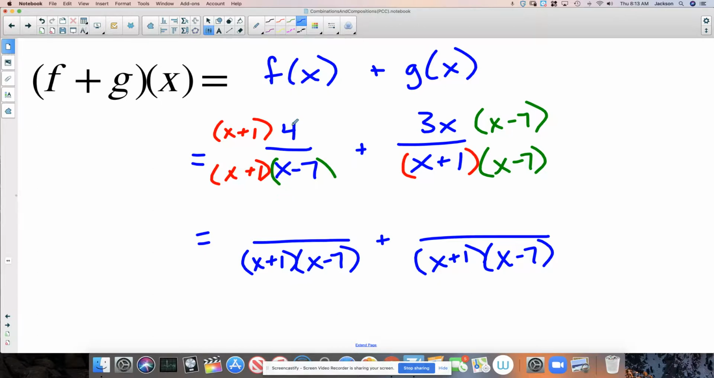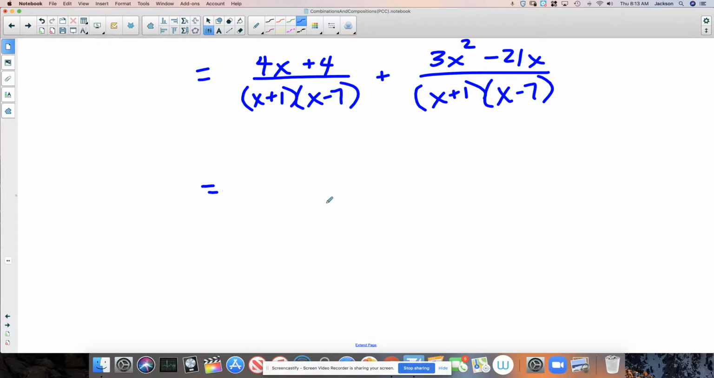Now, conversely, in the numerator, we are going to simplify this stuff. Okay, so we are going to distribute the 4 into that binomial. We are going to distribute this 3x into this binomial. So we get 3x squared minus 21x. And then when we go to combine these into one fraction, which I can do, I don't write the denominator twice. I only write it once, right? Just like I did here.